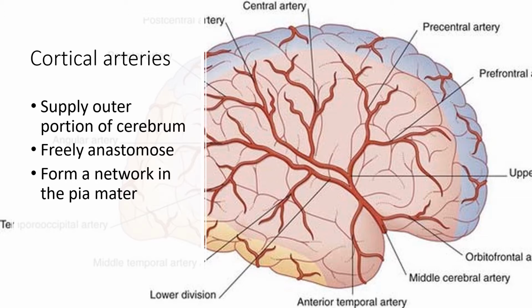There are two types of these end arteries. One, short arteries, which confine themselves only to the cerebral cortex, and second, long arteries, which pass through the cortex and reach the outer portion of the white matter.